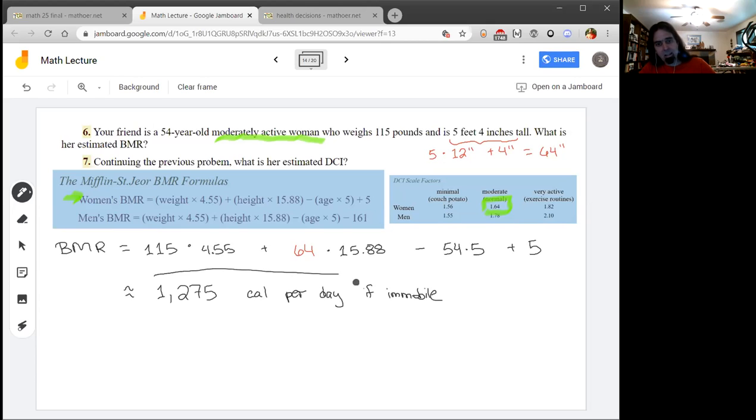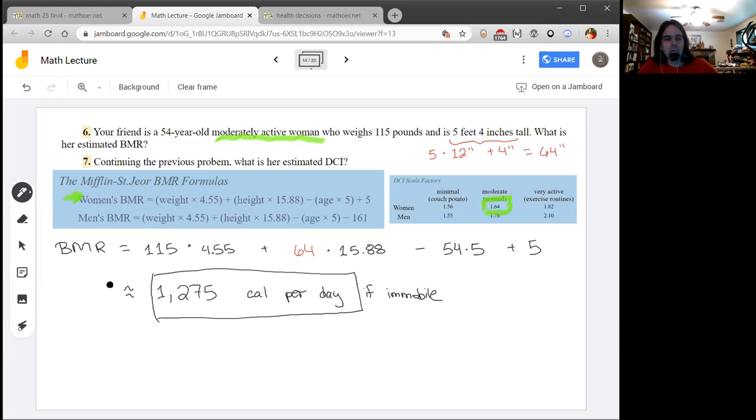Remember that this was if she was not moving at all. She's stuck in a hospital bed. Something terrible happened. It's just her metabolism burning calories to function. Keep her warm, keep her heart going, digestion, and so on. Actually, I think digestion was a separate category, so I'm lying.